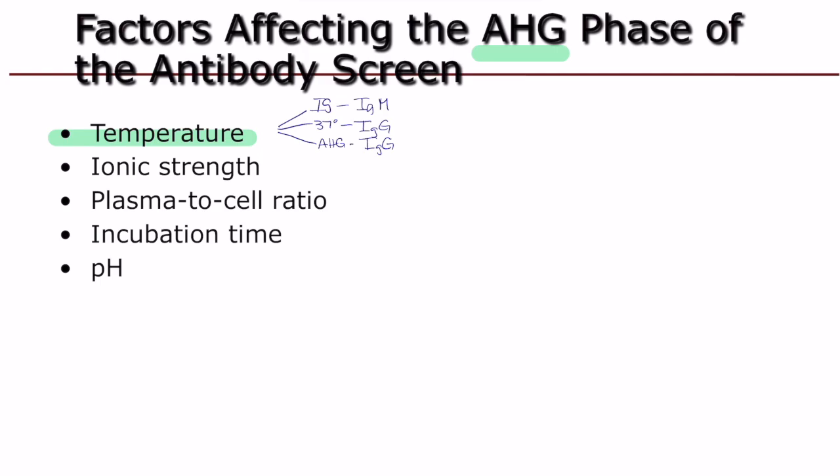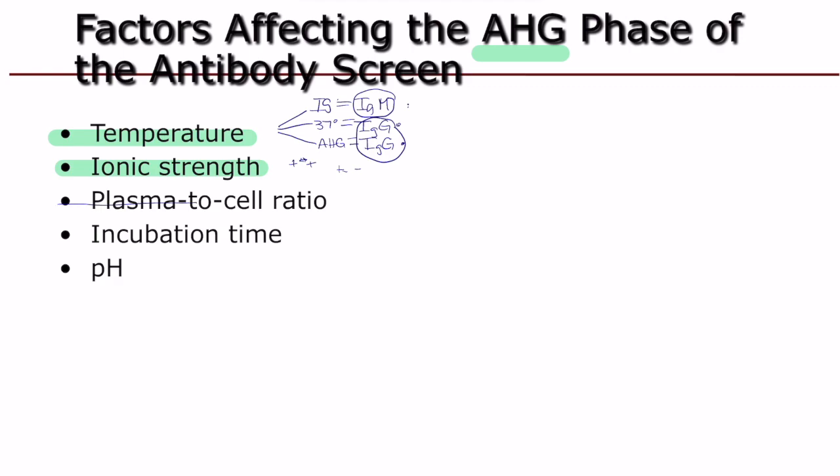We are not seeing reactions here and here with antibodies that are IgM. And here we're not seeing reactions with antibodies that are IgG. These phases are very specific to these antibodies. Ionic strength. This is where we have all of those little charges in there, and they're either working together to push things away, or we're altering them a little bit to try to bring things closer together.